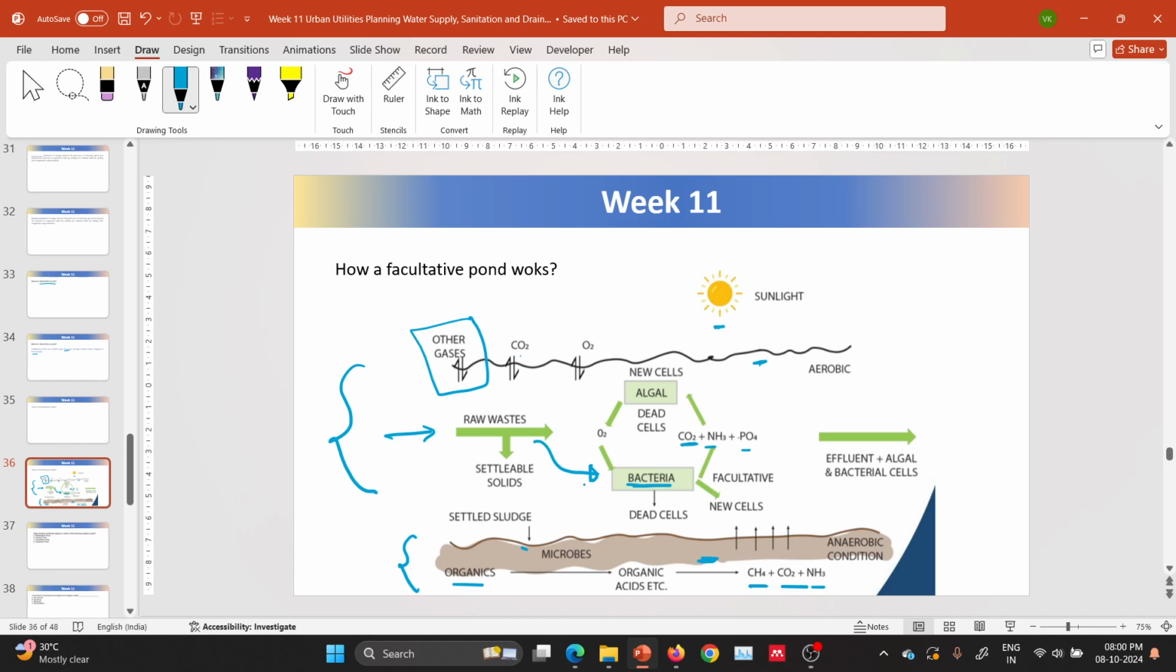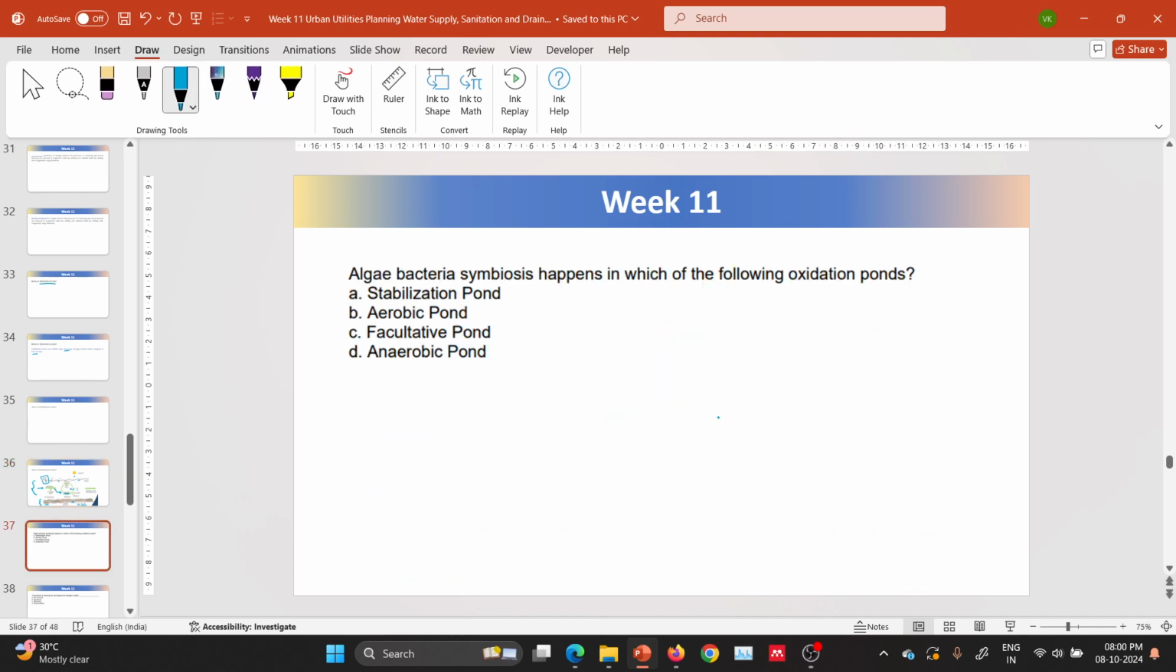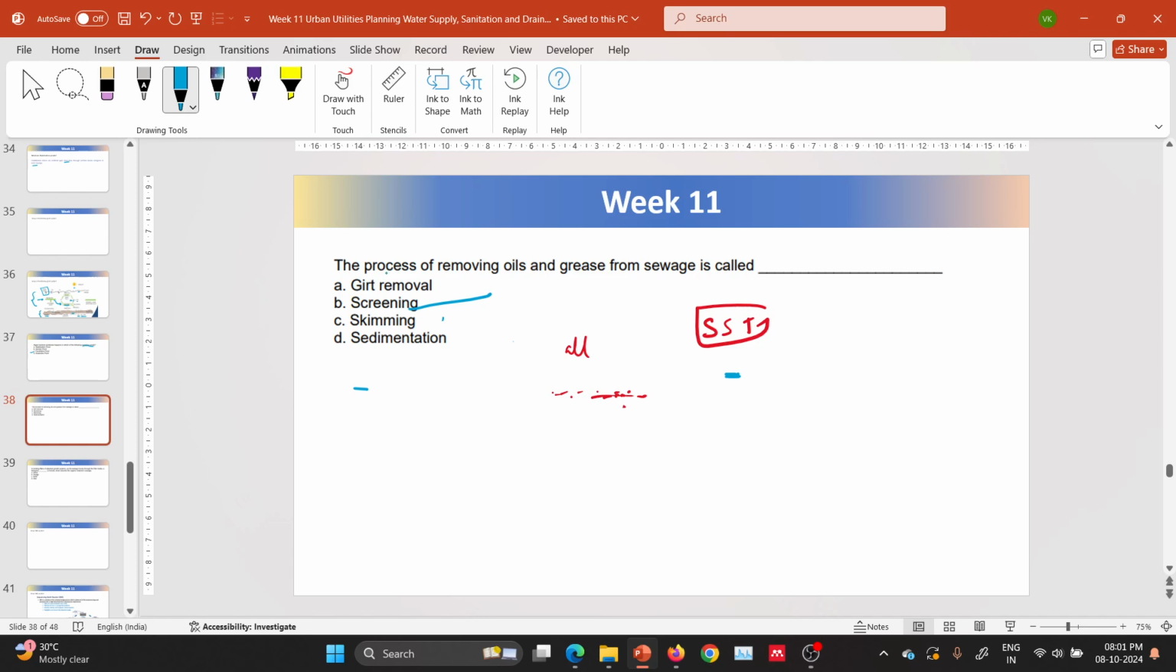These are aerobic bacteria, and again, as we discussed, they will treat the raw sewage and convert it into CO2, NH3, and PO4. So this is about the aerobic and anaerobic process in the facultative pond. The name facultative means it can act as both aerobic and anaerobic, and both go on simultaneously. Algae bacteria symbiosis happens in which of the following oxidation processes? This is the facultative pond.